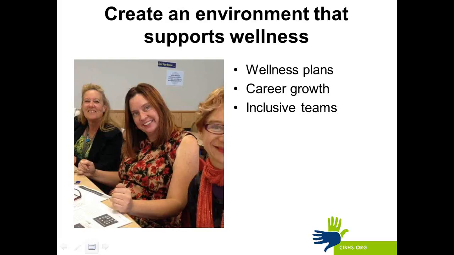Another strategy for creating an environment that supports wellness is to make sure that there are career growth opportunities that make people all feel more satisfied and more invested in their workplace. So some employers avoid this because they fear that staff may move on and that they'll have difficulty filling positions. But really, happier staff who feel that their organization invests in them also tend to be more invested in their organization and in their work. So really, there's nothing to lose by investing in career advancement.